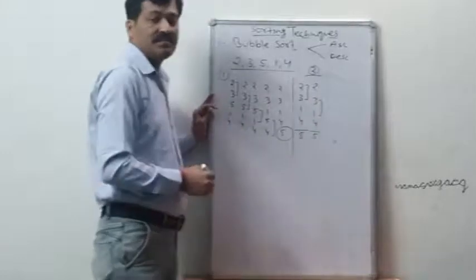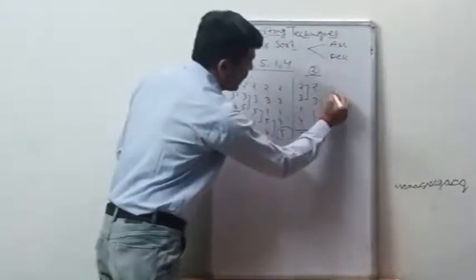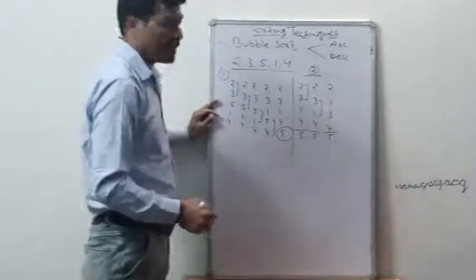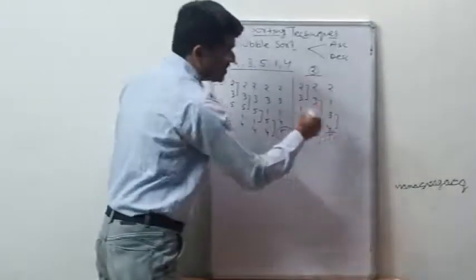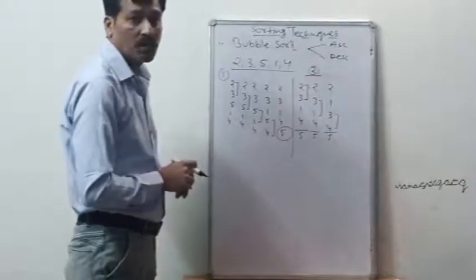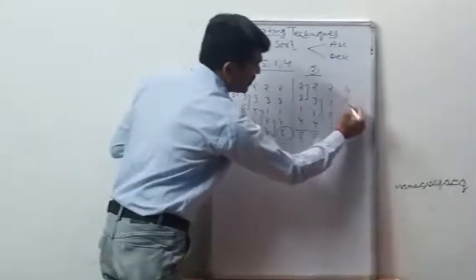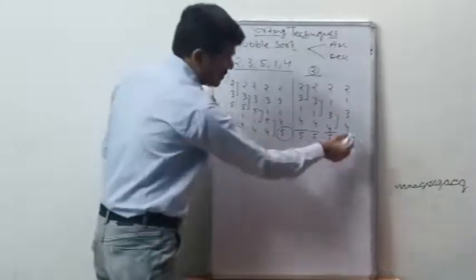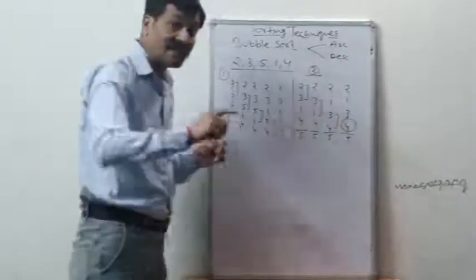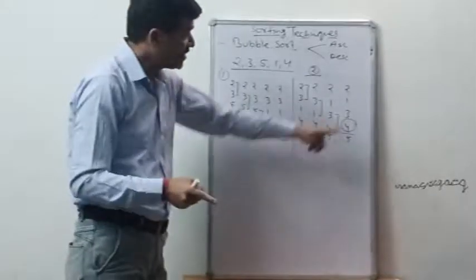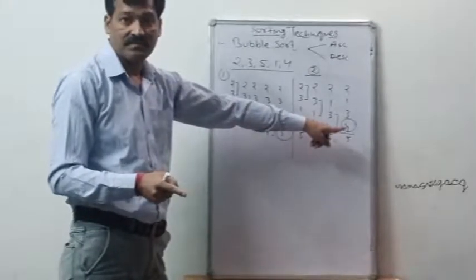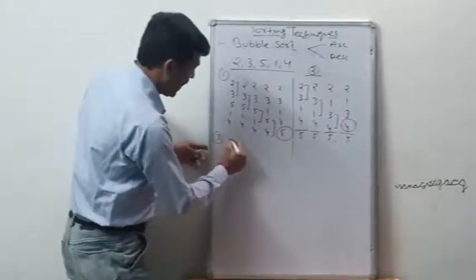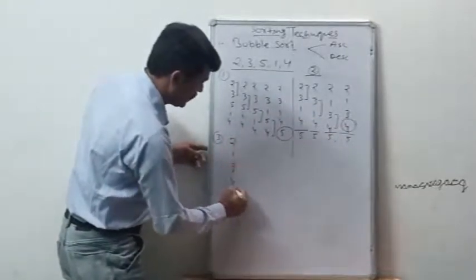3 is greater than 1. The condition is true, so it will be swapped: 2, 1, 3, 4, 5. In the next rotation, 3 is greater than 4? No. The condition is false: 2, 1, 3, 4, 5. Now, look at the element. The next greatest element is placed at the end of the list. So by the same process, in the third rotation, we have the list 2, 1, 3, 4, 5.